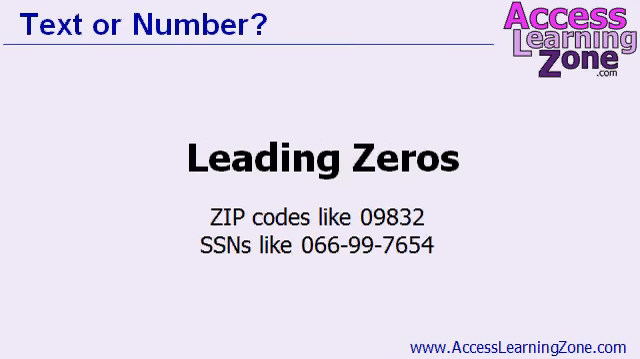Another factor to take into consideration, leading zeros. Some zip codes start with a 0. Well, if you use a number field to store that, that 0 will fall off, and the value will just become 9,832. So use a text value to store zip codes or postal codes in general. Social Security numbers, for example, sometimes start with a 0. So if the value that you're going to store needs a leading 0, stick with text.